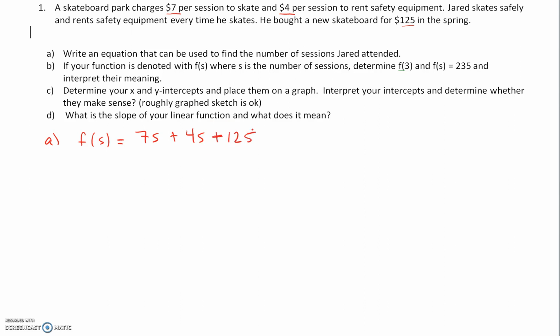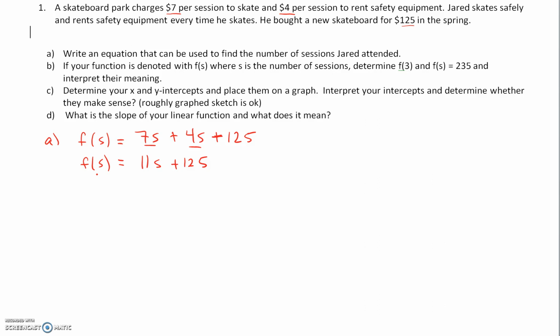That's the fixed cost. So the only thing that changes here is the cost Jared accrues for the sessions at the skate park, which would be the $7 and the $4. Because they're going to be charging for every skate session, we can combine these. These are like terms. So 7 plus 4 would give me 11s plus $125 that he spent on a skateboard.